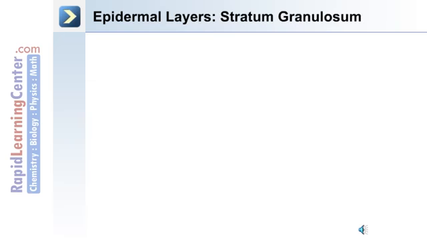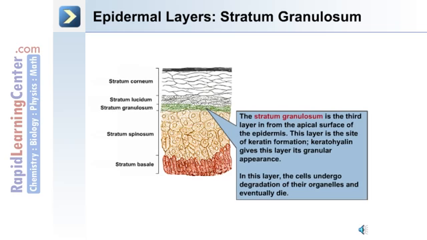The next layer, which is in all areas of the body, is the stratum granulosum. It's the third layer from the apical surface, and this is the site of keratin formation. Keratohyalin gives this layer its granular appearance under the microscope. In this layer, cells undergo degradation of their organelles and eventually die, and proceed to the upper layers.